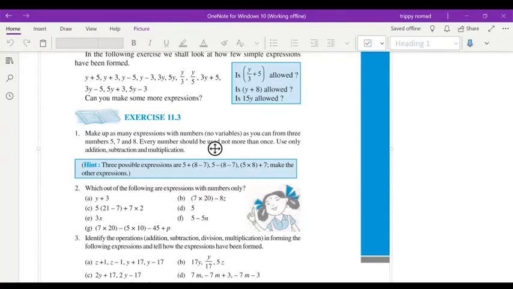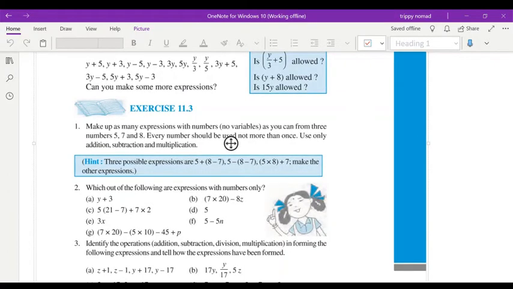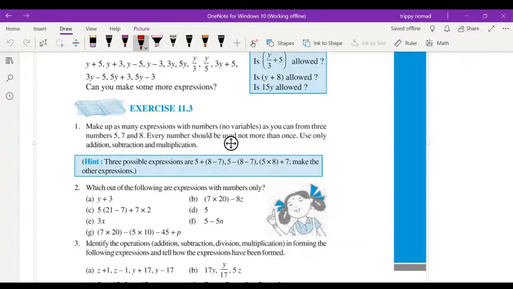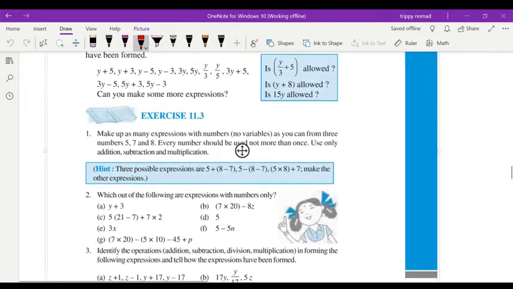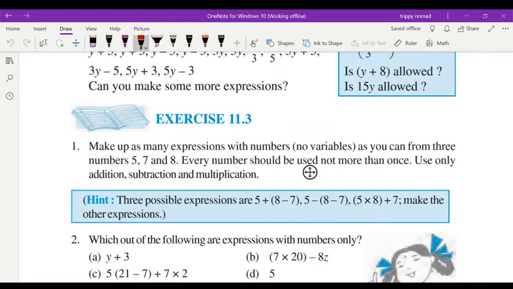Today we are going to start exercise 11.3, as we have already finished exercise 11.2. Now let us start with the first sum of 11.3. Make up as many expressions with numbers as you can from three numbers 5, 7 and 8. Every number should be used not more than once. Only addition, subtraction and multiplication.